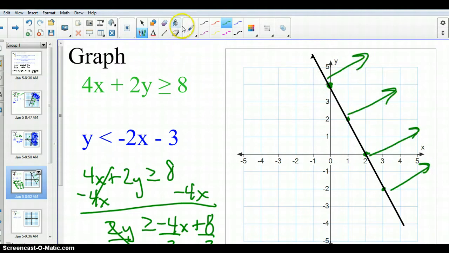Now I can plot the next one. The next one's already in slope-intercept form. So I plot my y-intercept at -3. My slope is -2 over 1, down 2 to the right 1. I can also go up 2 to the left 1. I can continue to do that. This is less than, so we're going to use a dashed line.